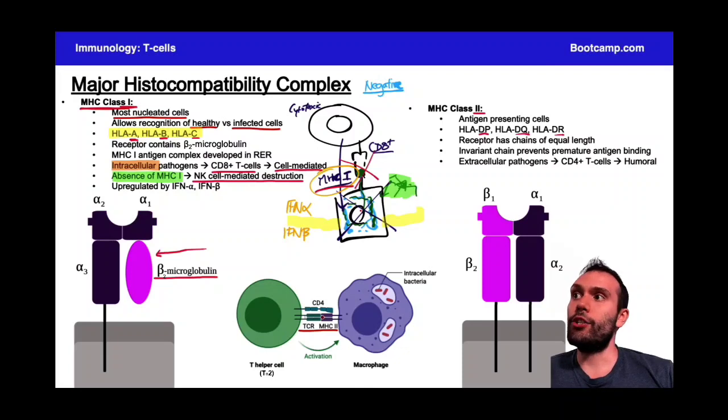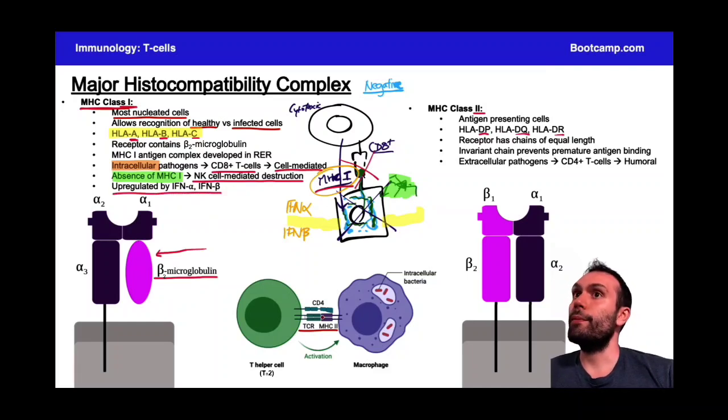And the viruses obviously don't want to be detected, okay? So they can downregulate MHC1. The same thing is true for cancer cells. Cancer cells can also do this. Natural killer cells are always on the lookout for an absence of MHC1. And again, MHC1 receptors will be upregulated by interferon alpha and beta, and I think we talked about that earlier.